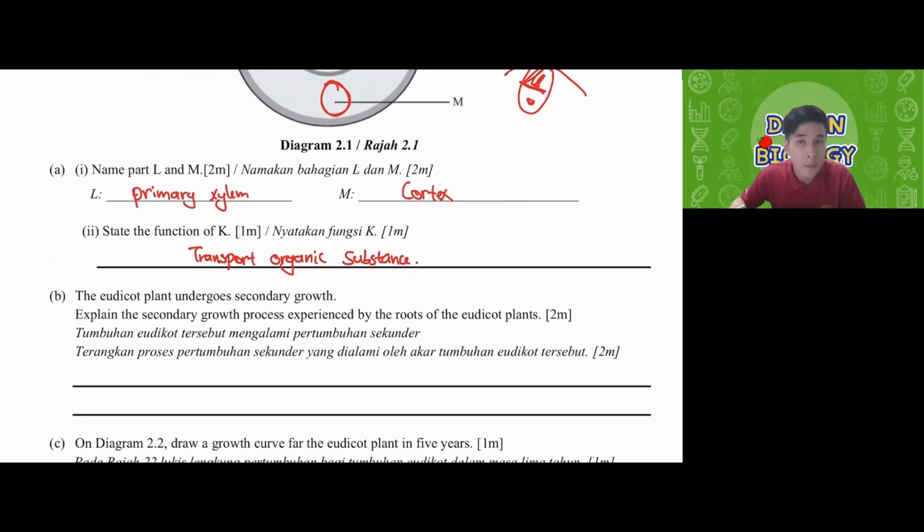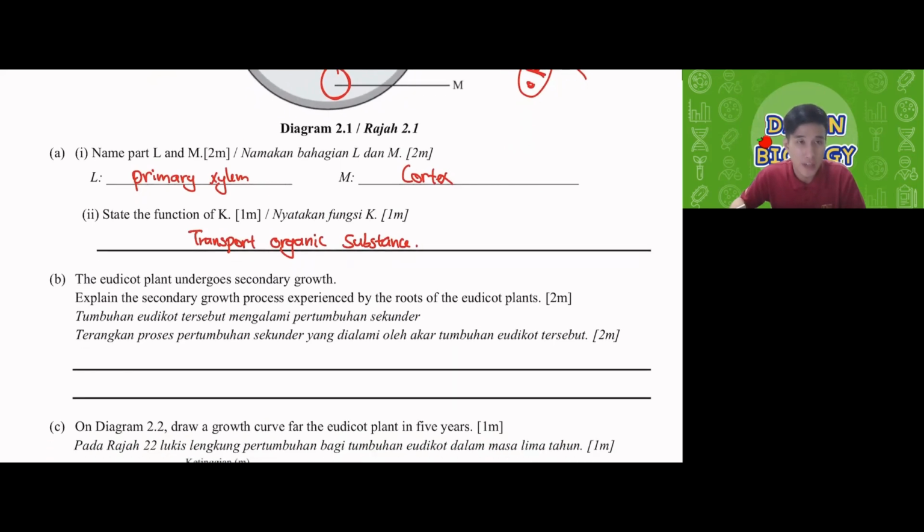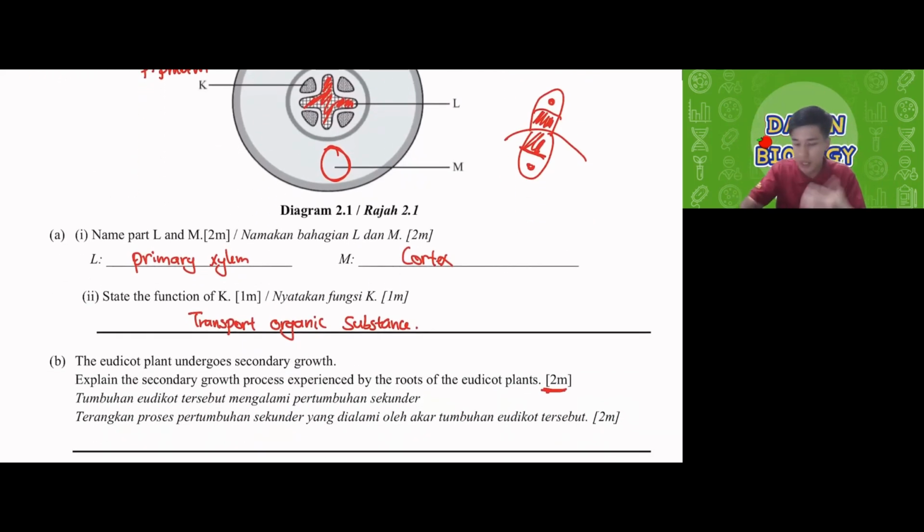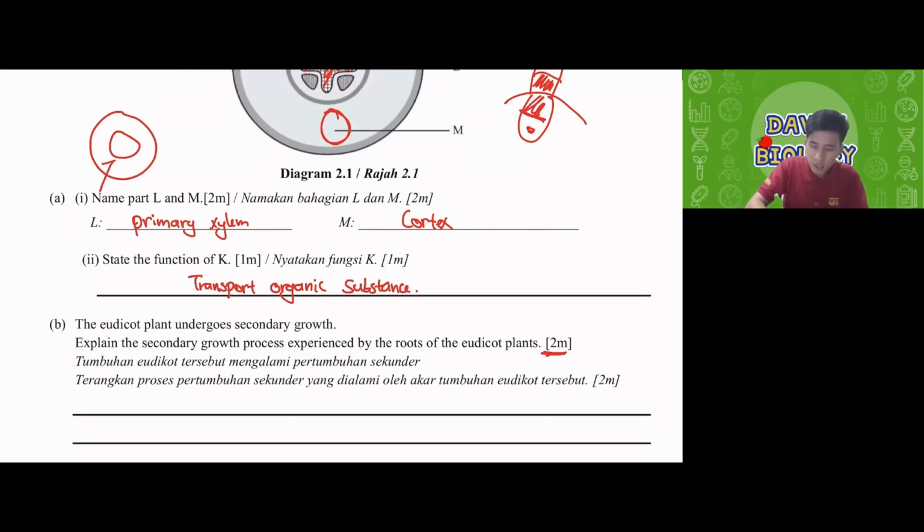The eudicot plant undergoes secondary growth. Explain the secondary growth process experienced by the roots of the eudicot. But this is just 2 marks, so you don't have to explain the whole thing like we did in front just now. We focus on the inner ring, not the outer ring, because we have 2 rings. So the inner ring is called?